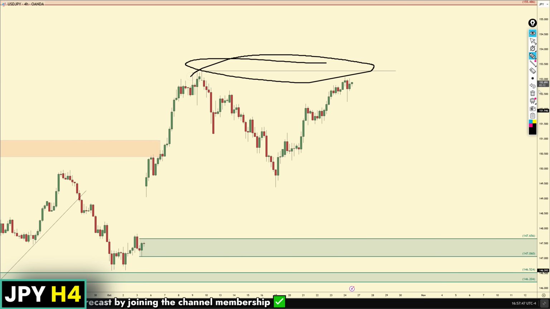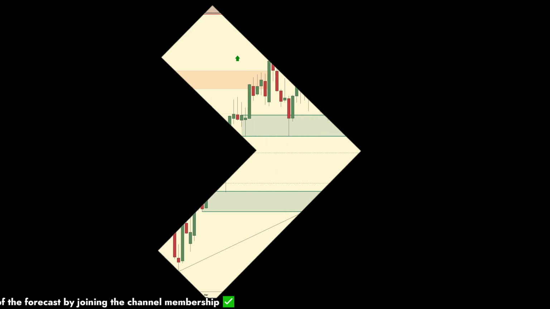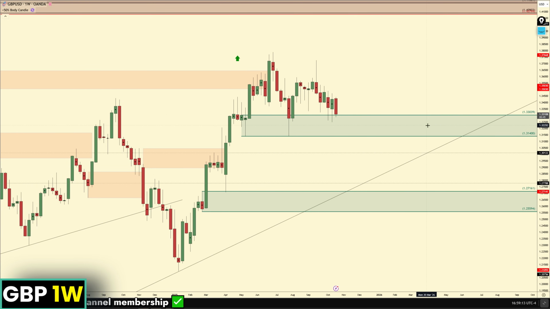I just want to see this higher move first to give me more confidence in the trading setup. All right, on to the forecast for the GBPUSD.